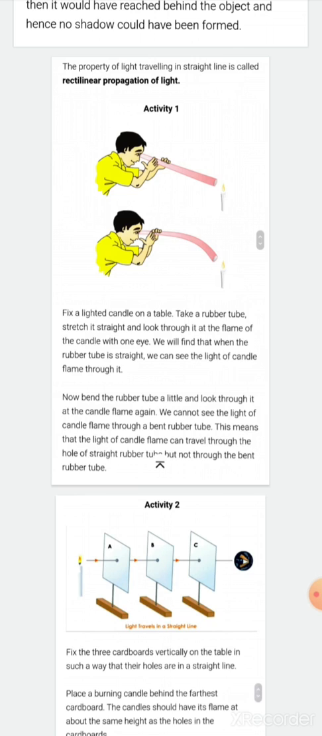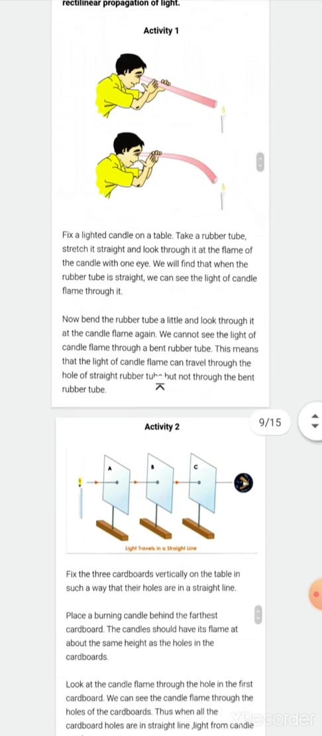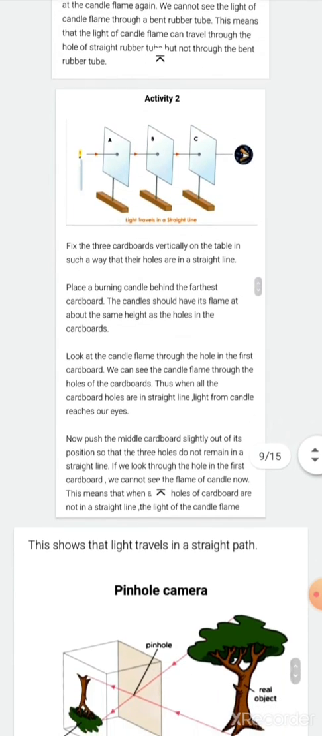This means that the light of the candle flame can travel through the hole of a straight rubber tube but not through the bent rubber tube. That traveling is known as rectilinear propagation of light. So there are some other activities also.